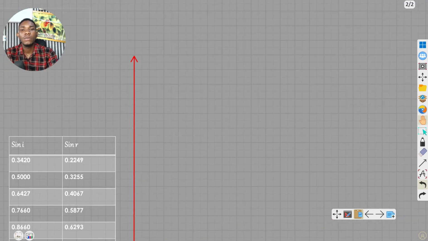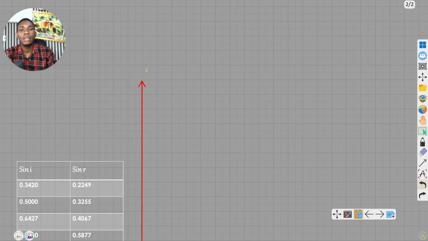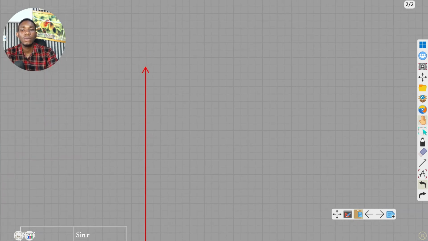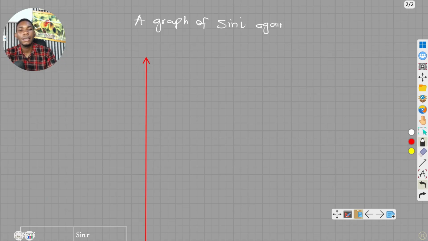Before we write the title of the graph, let me extend this a little bit higher, because notice the one we did earlier could not contain this space. We had to extend it. So let me take this a little bit higher. So we can say this is a graph of sine i against sine r.